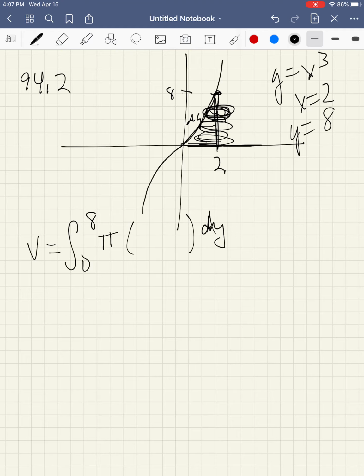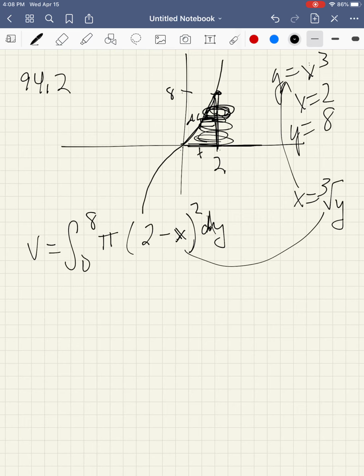Well, the radius at any point would be 2 minus whatever the x value is, right? If we come out here, that'll determine what the radius is. Now we can write it like this. But ultimately, we can't solve it like this because we can't have a dy and an x. But we know that y is equal to x cubed, so solving this, x would be equal to the cube root of y, right?